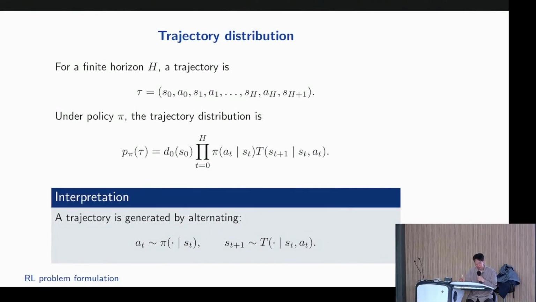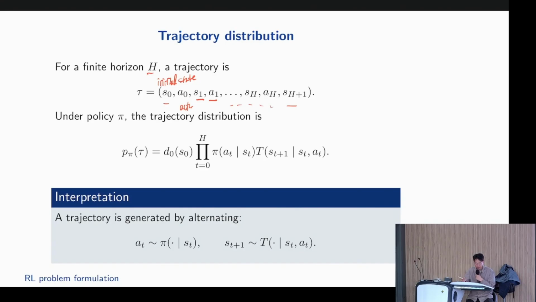Okay, so another definition: trajectory. For a finite horizon H, a trajectory is a sequence of states and actions until the end. You start from the initial state, S0 is a reserved letter. Then an action; the environment transitions to the next state, the policy samples the next action, and so on.